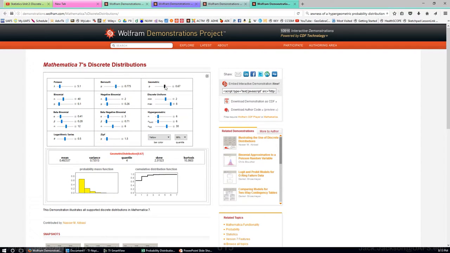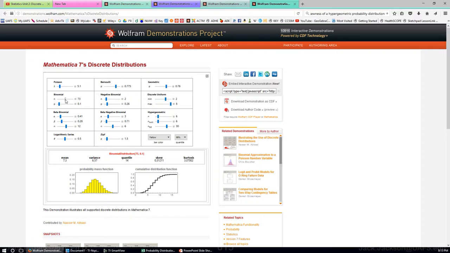This one's geometric, so you can see how we can move that, and see here is the PDF. Over here is the CDF, except they're connecting with vertical lines, which probably should be steps there, but you get the basic idea of what's going on there. Discrete uniform, binomial, important one there.